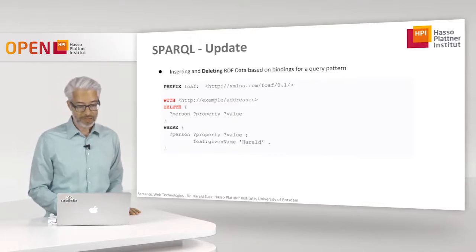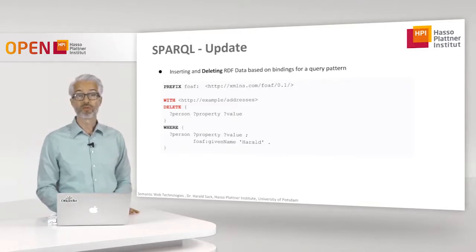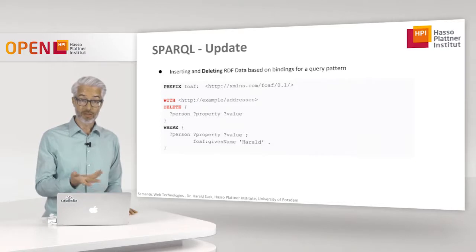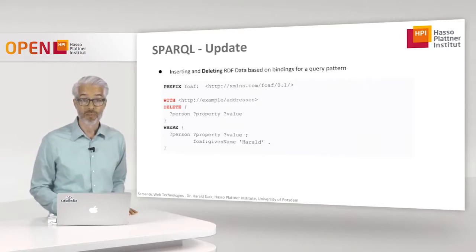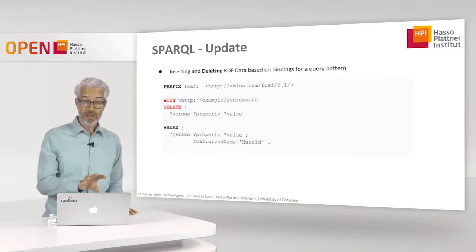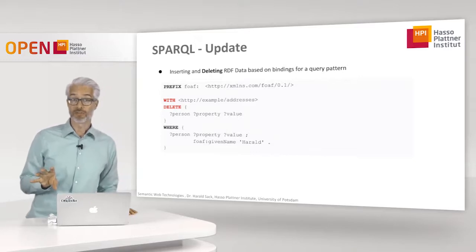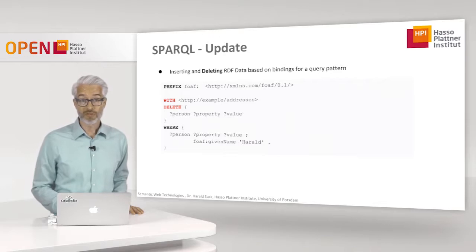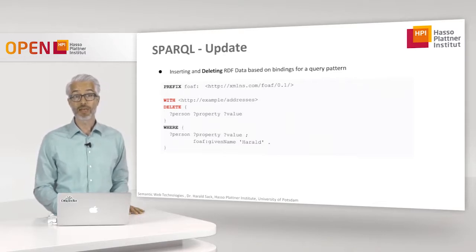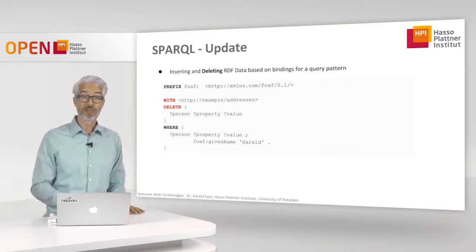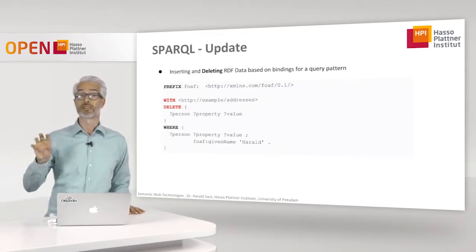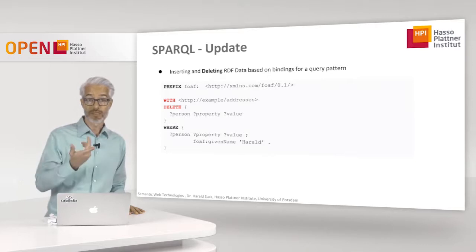And here we also see a new keyword, the with keyword, and the with keyword specifies the default graph from which you want to delete or in which you want to insert. So with you specify the default graph. Nevertheless, you can also, or in addition, use the graph keyword to specify an additional named graph within your statement. But then, of course, the graph statement overrides the previously defined with statement.